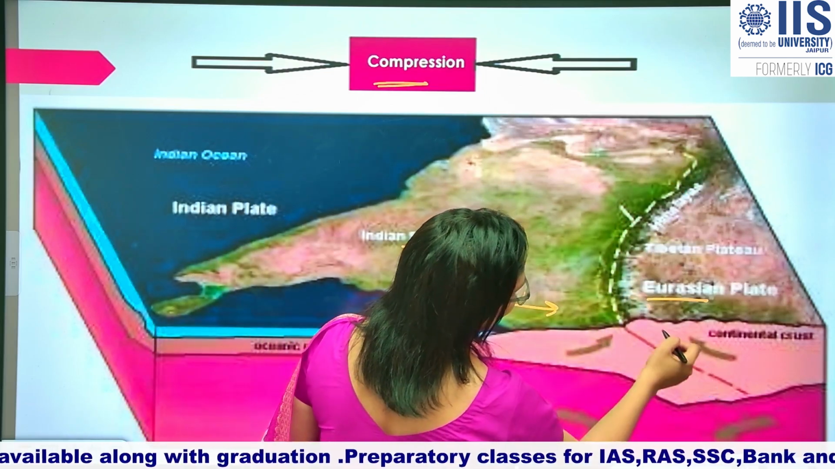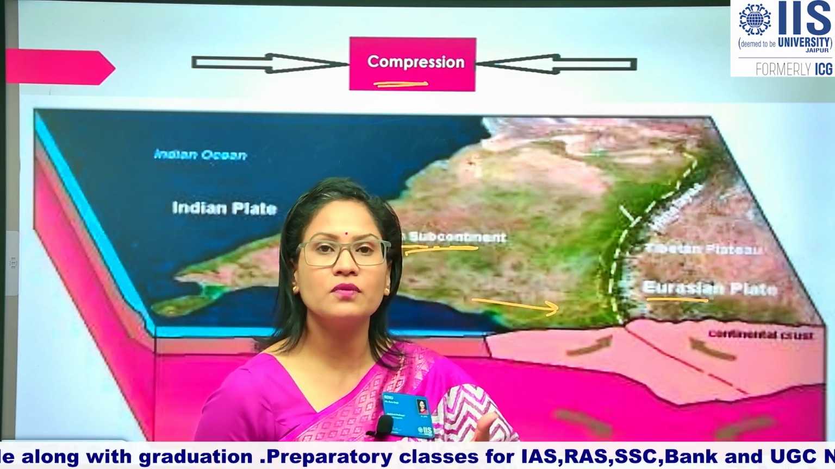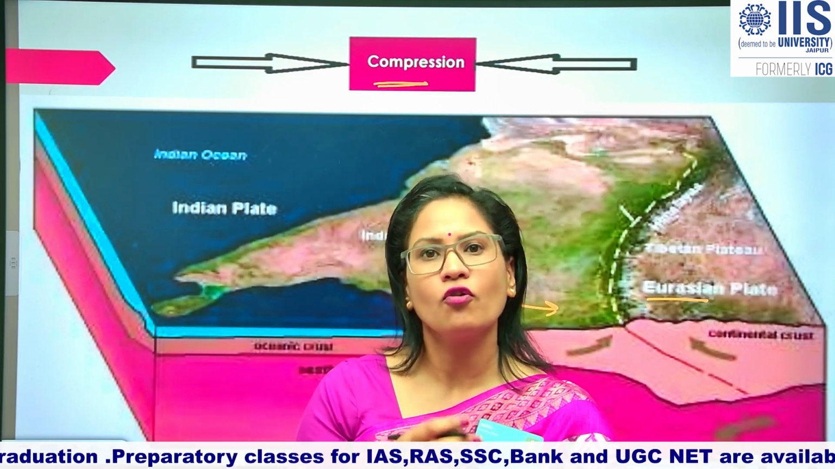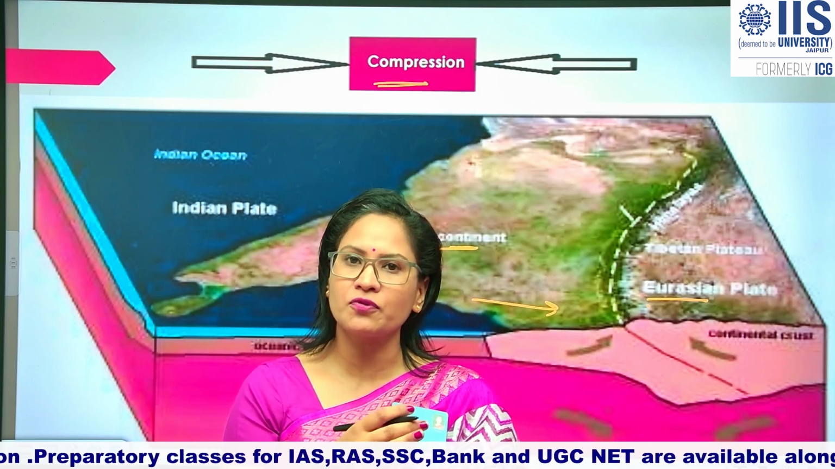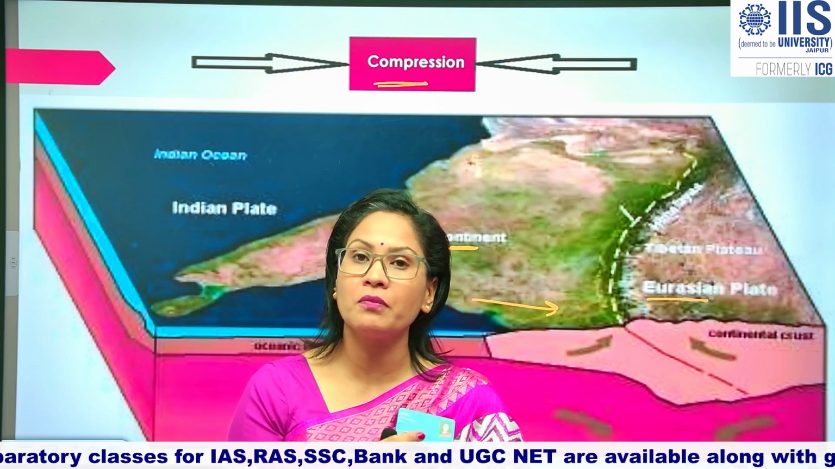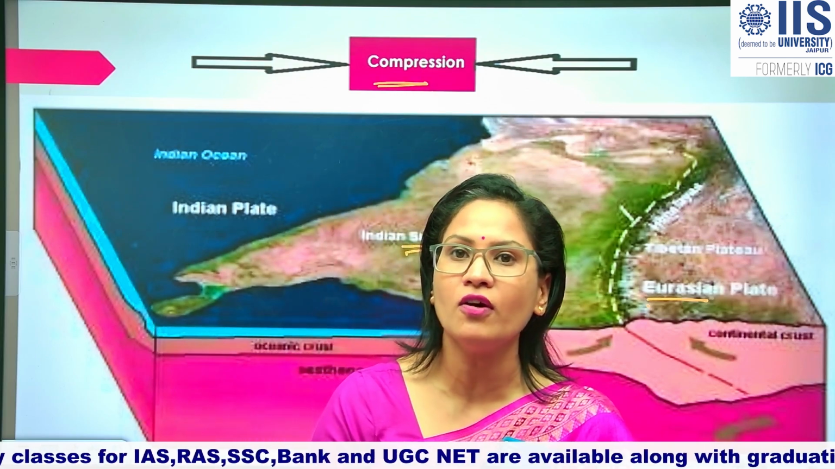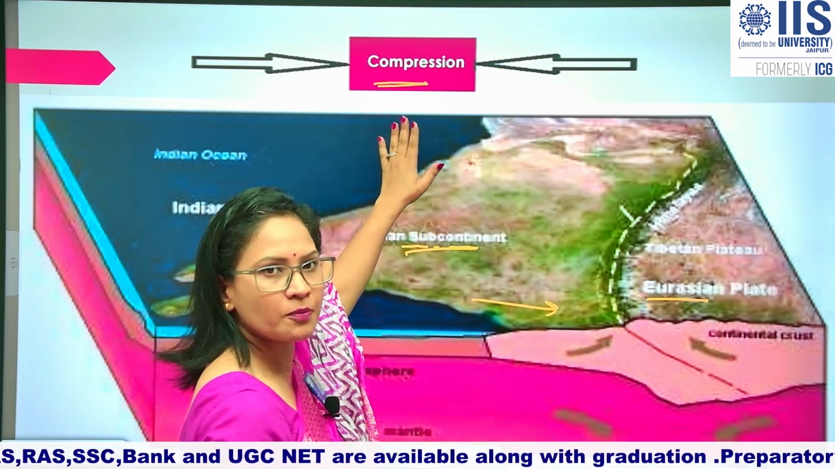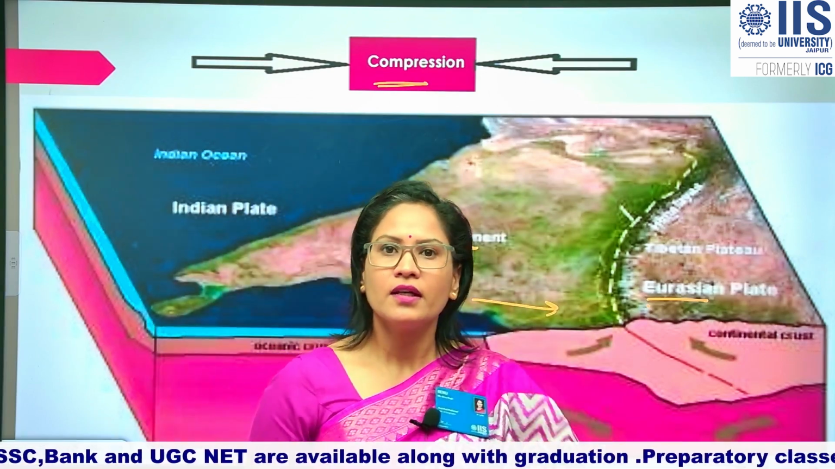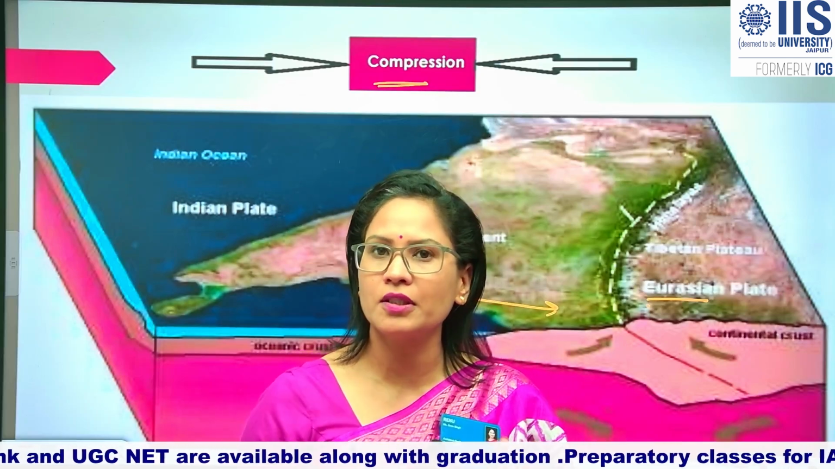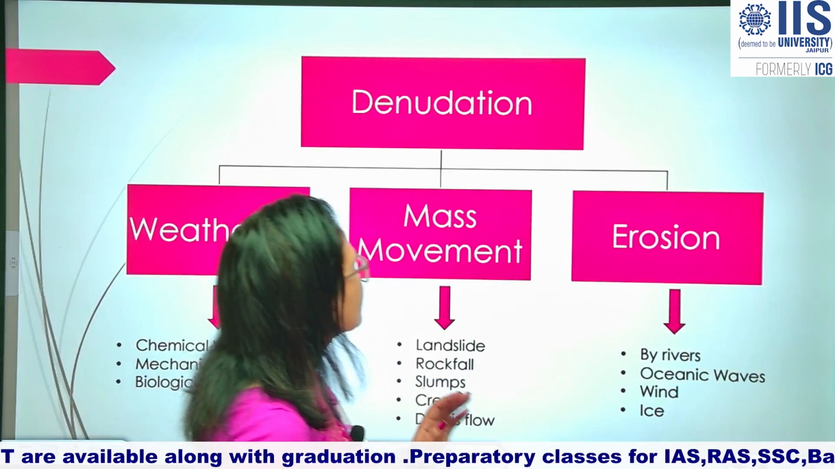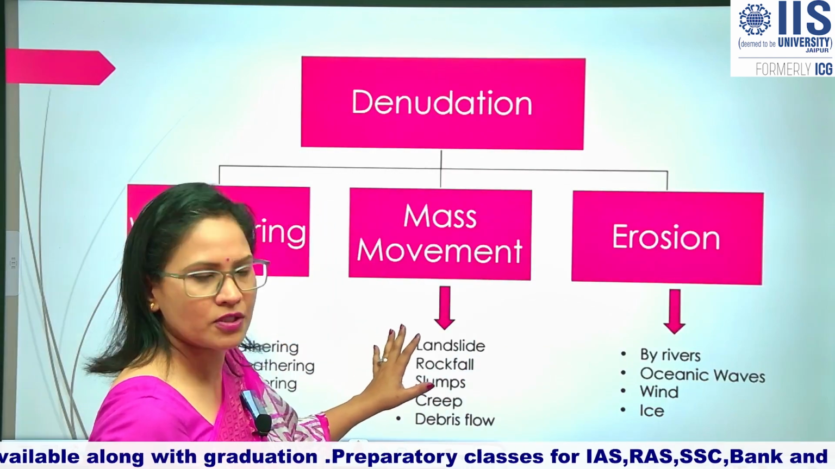This part. So, why was the Himalayan region formed? Because of the horizontal compressive force. Horizontal compressive force is the major reason behind the origin of the Himalayas. Is it clear to everyone what the tensional force is and what the compression force is? Okay, fine. Next is, what are the types of denudation?